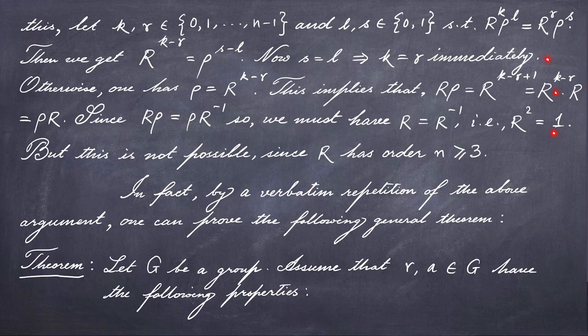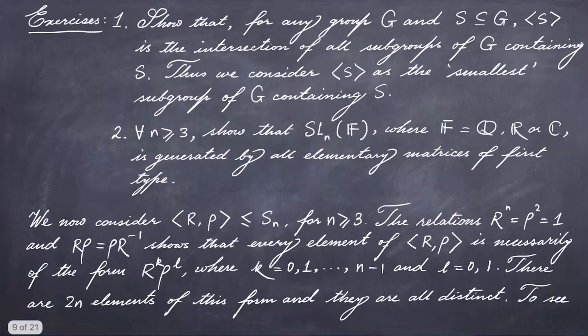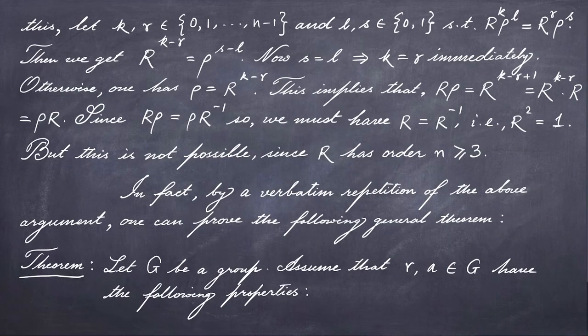Now if you look at the argument that we have used to see that all elements in this list are distinct, if you look at the argument that we have given here, we actually have not ever used that these elements r and rho are permutations, or that they have some concrete description, let's say this or that. We haven't used that. So this argument can be repeated, and if we repeat this argument verbatim, then we must be able to prove the following general theorem.